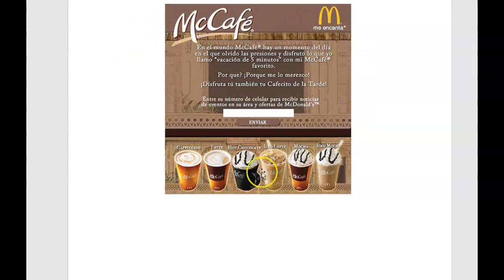So my number one rule is that when you do a translation, if you're going to do it in tú, you keep everything in tú, and you make sure that the verb matches the tú, versus doing a translation in usted. Entre su número de celular para recibir noticias de eventos sensuales y ofertas de McDonald's. So those are some of the grammatical mistakes in that ad.